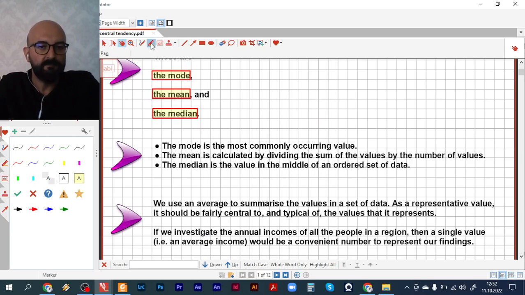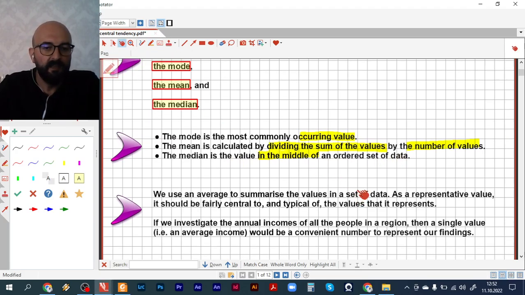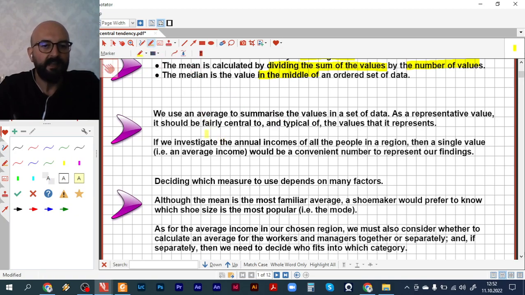The mode is the most commonly occurring value. The mean is calculated by dividing the sum of the values by the number of values, and the median is the value in the middle of an ordered set of the data. And we use an average to summarize the values in a set of data. As a representative value, it should be fairly central to and typical of the values that it represents.